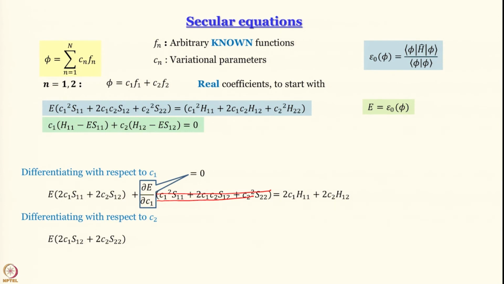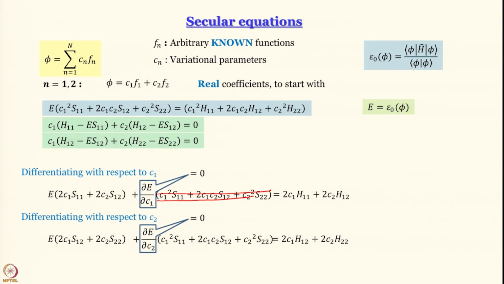Remember, C1 and C2 are variables. Now, I have 2 variables and so far I have only one equation, I need one more. I obtain the other one by differentiating with respect to C2 and equating to 0, keeping in mind that del E by del C2 is 0 anyway. So, from here it turns out to be 2 C1 H12 plus 2 C2 H22, that is your second equation in C1 and C2.